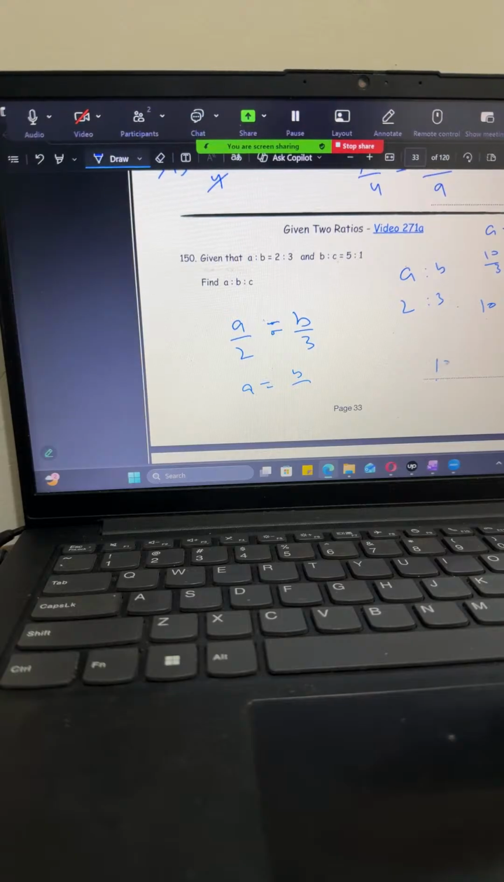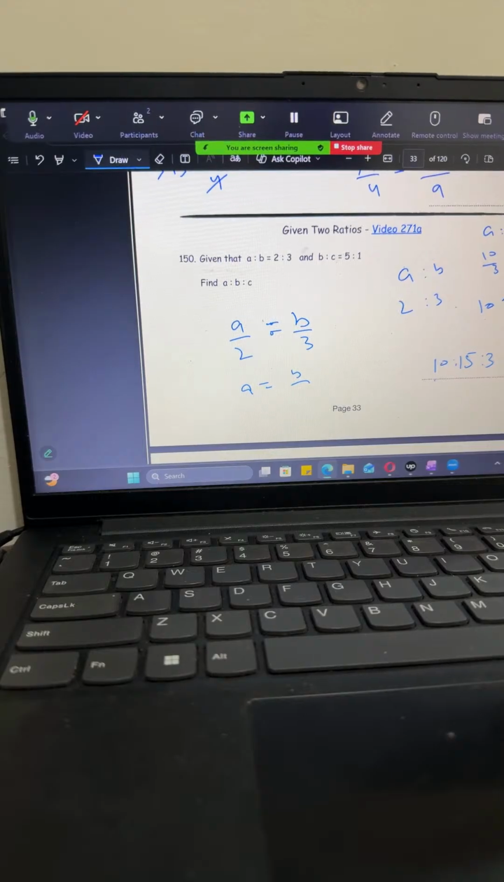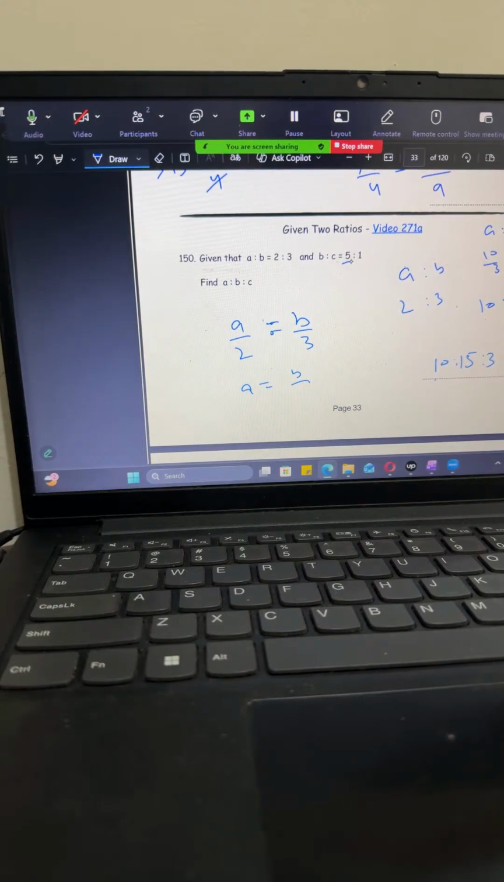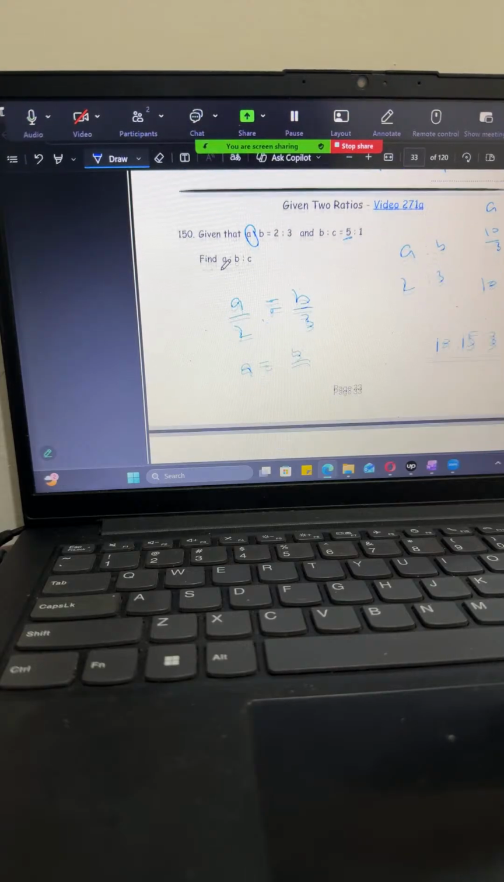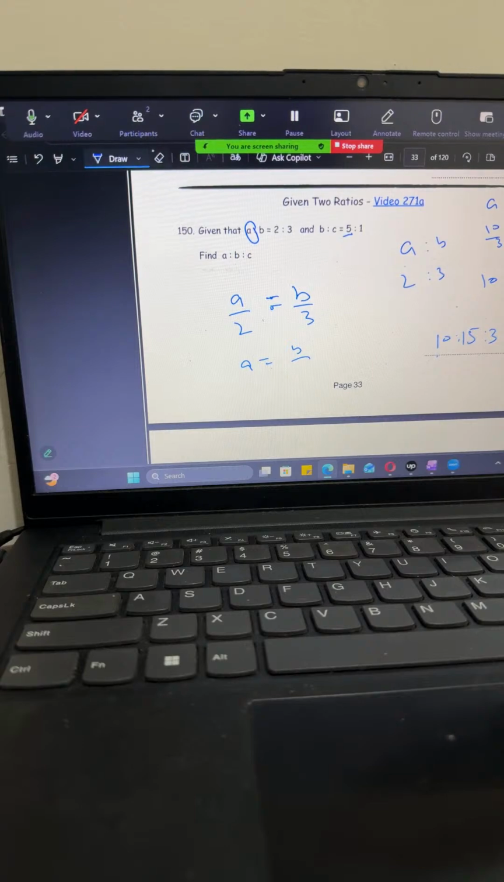So I have 10 ratio 15 ratio 3. Always remember you have to just find that equation which relates A to B. Then when B is fine 5, you can find the number of A, and then you can compare all of them. Okay. So let me give a question to you like this one.